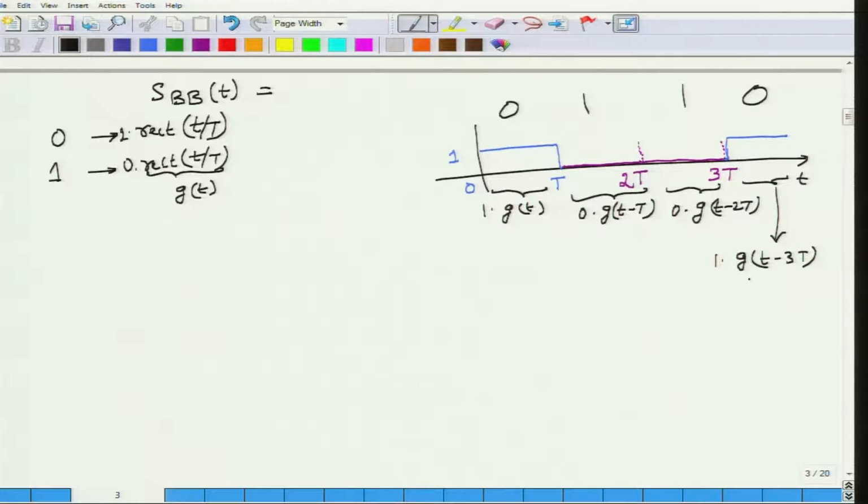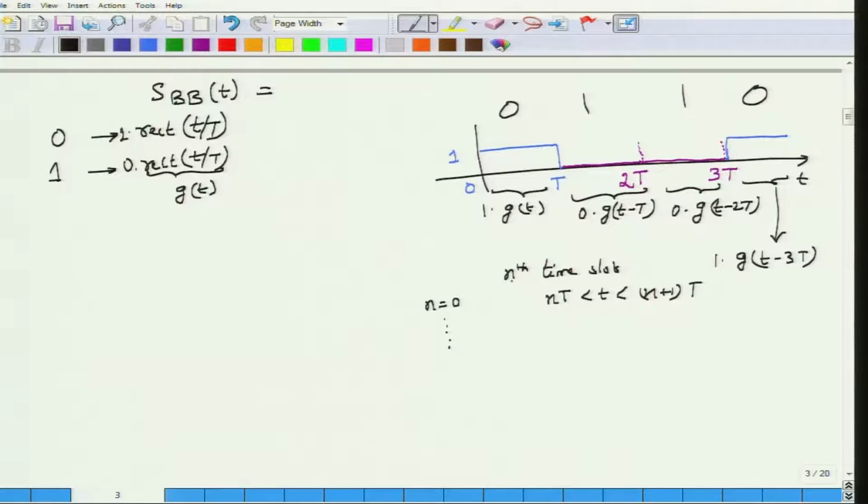Of course there could be a sequence that would never end. In general you get the idea. In the nth time slot, where n starts from 0 and goes all the way to infinity, the time durations are from nT to (n+1)T. You can check that this is true for this particular example.